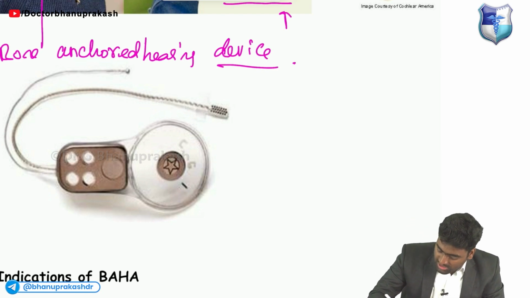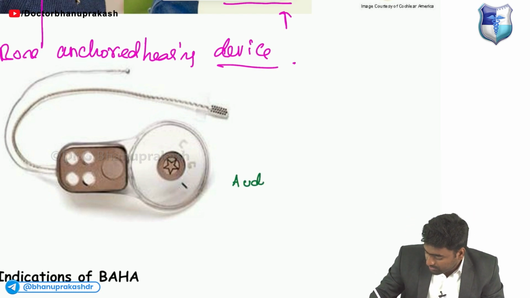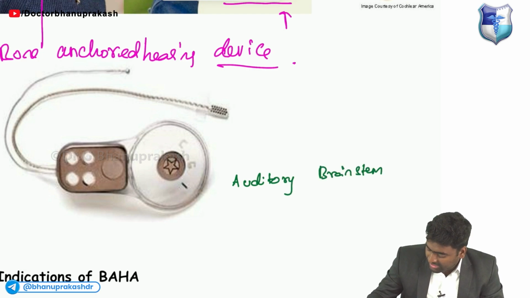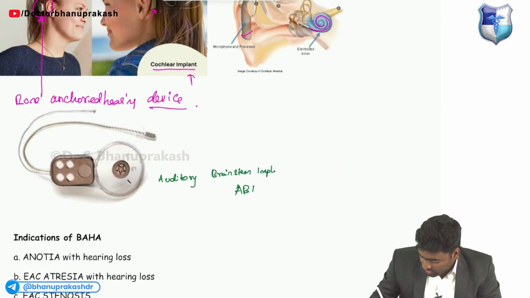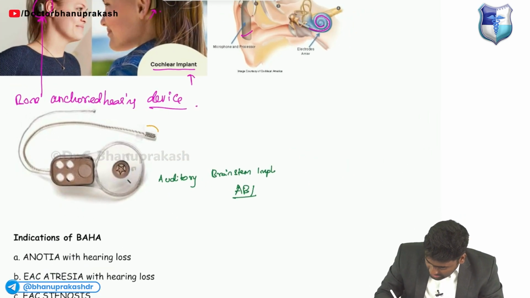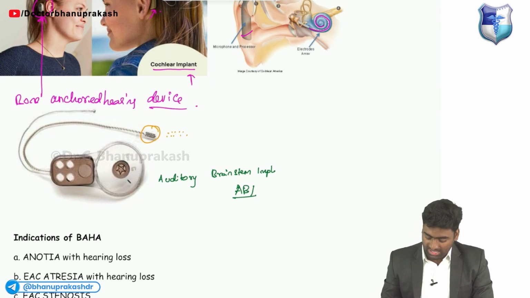It is known as what? It is known as the auditory brainstem implant. If you are able to see here, there are these small electrodes. So it is this auditory brainstem implant.